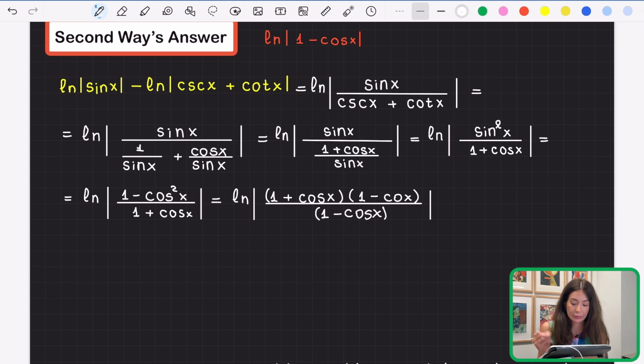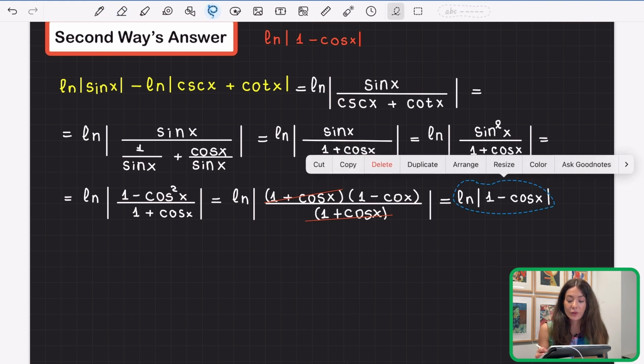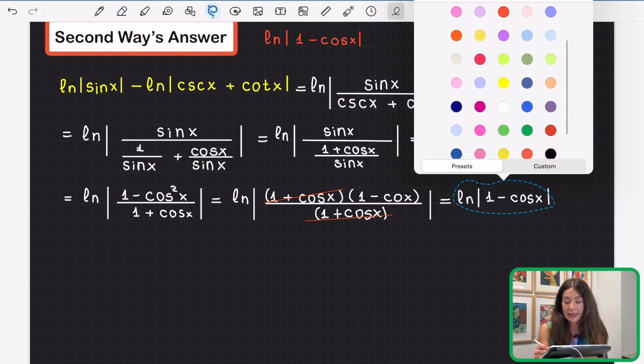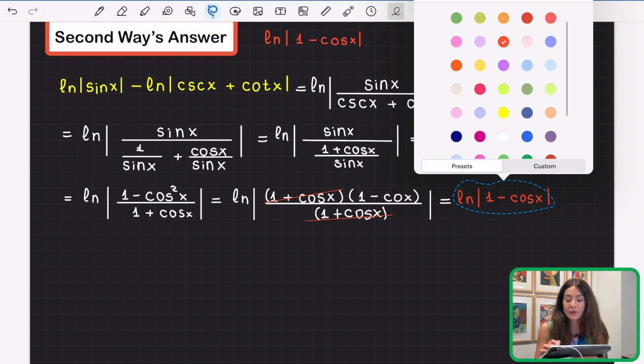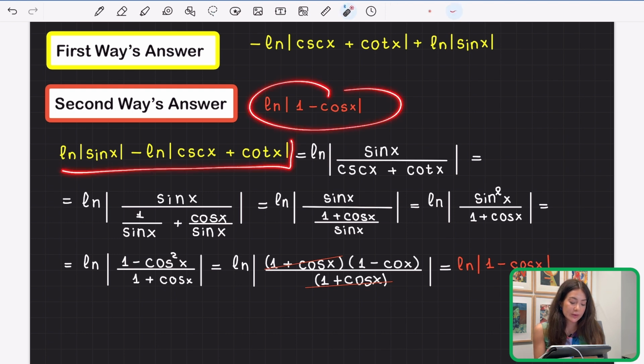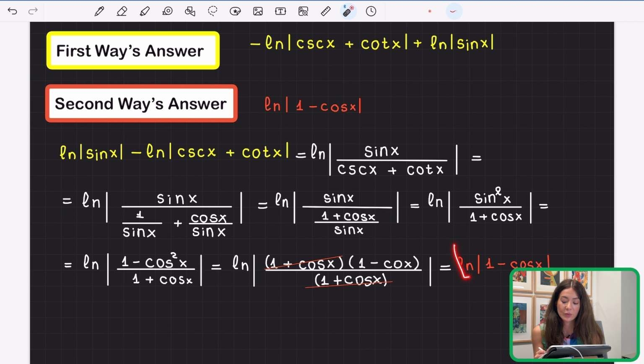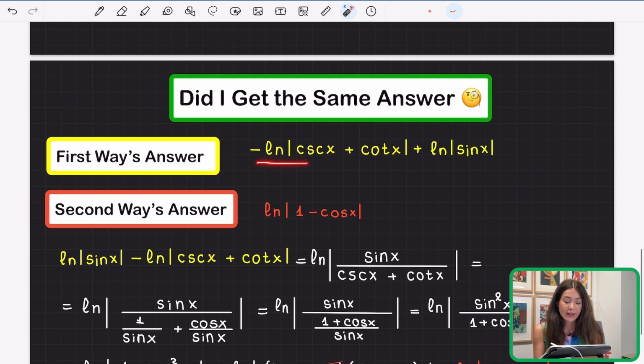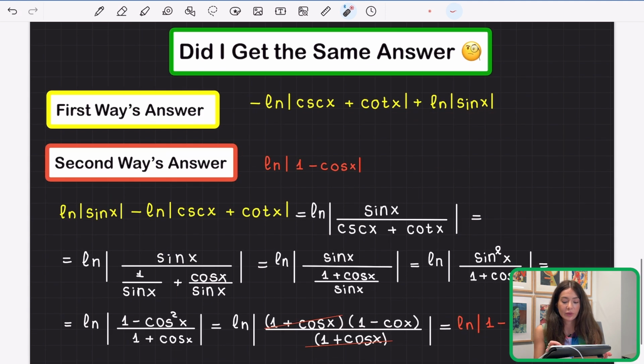I'm going to cancel this with 1 plus cosine x. So all I'm left with is ln of 1 minus cosine x. And I want to change the color and have it the same so that you can see that we started with this expression and we got this expression. So in fact, these two expressions are the same. This can be expressed as ln of 1 minus cosine x.